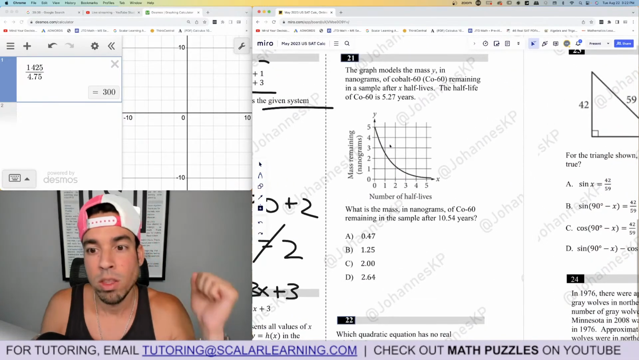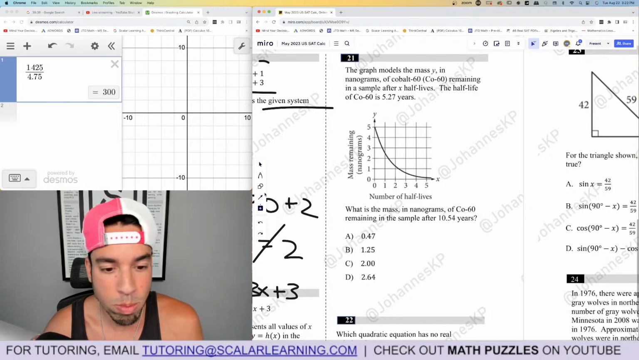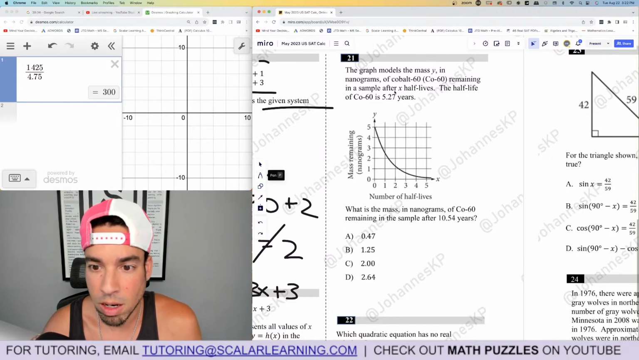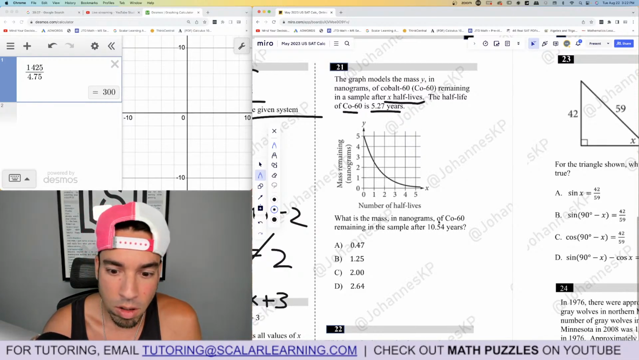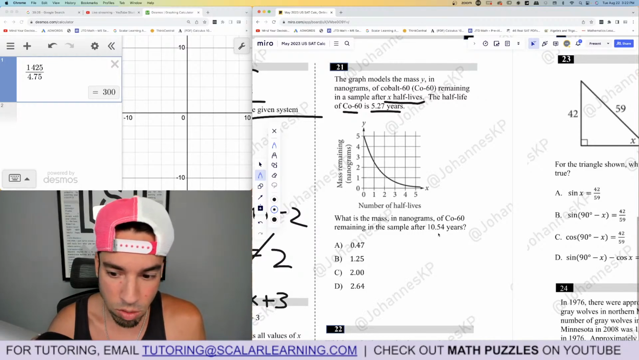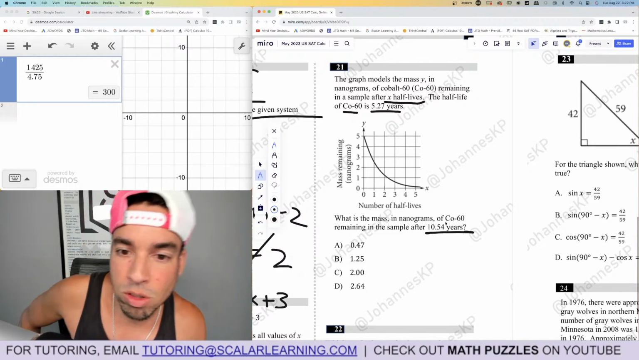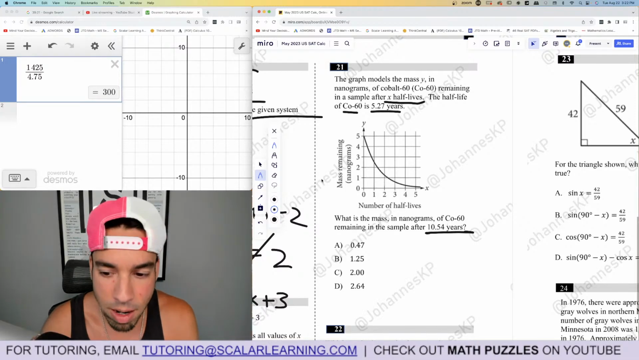Number 21. The graph models the mass y in nanograms of cobalt-60 remaining in a sample after x half-lives. The half-life of cobalt-60 is 5.27 years. What is the mass in nanograms in the remaining sample after 10.54 years? Hold on. So do I need the graph for this?